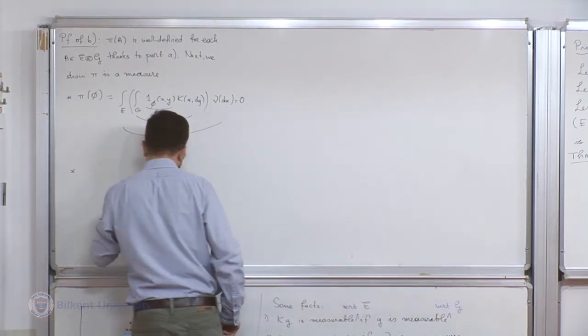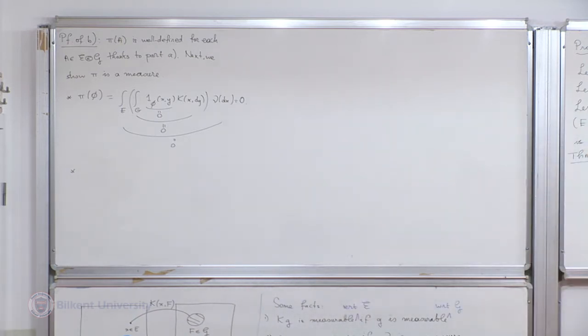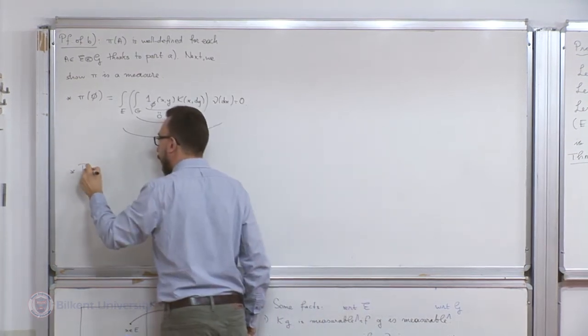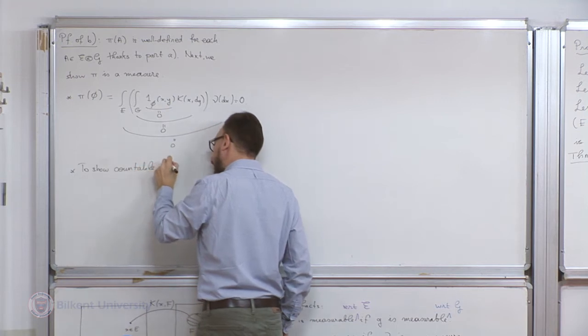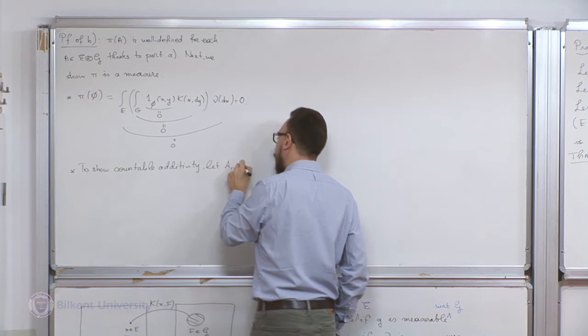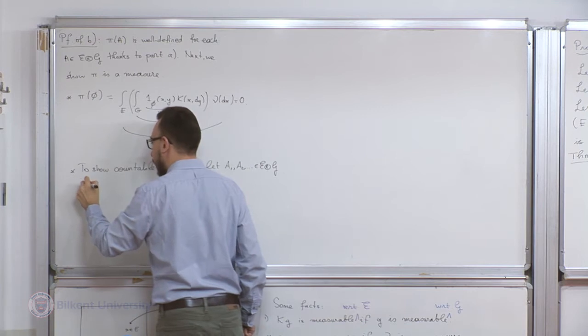Now what is the other property that we have to check in the definition of a measure? Additivity of disjoint sets? Yeah, countable additivity, we call it, right? So to show countable additivity, let A1, A2, etc. be measurable sets that are disjoint.